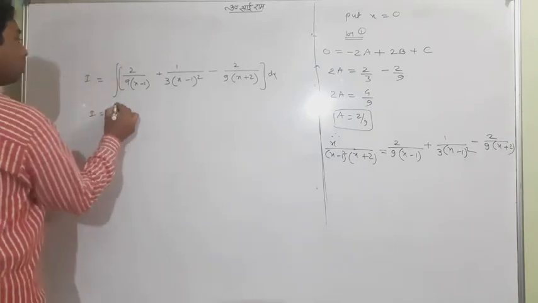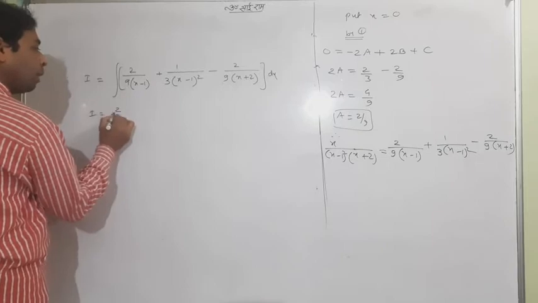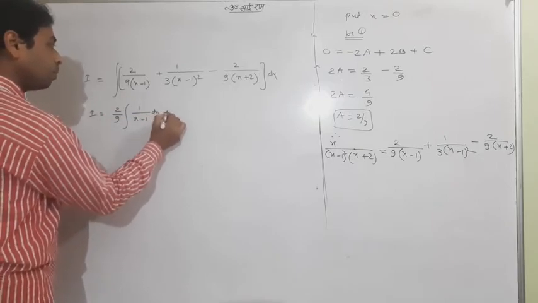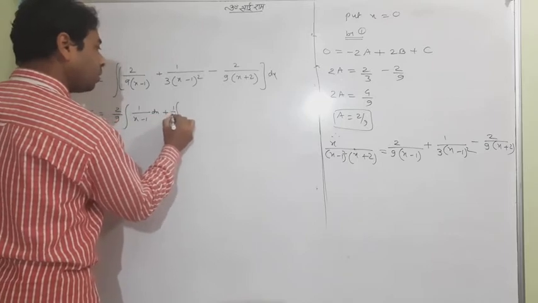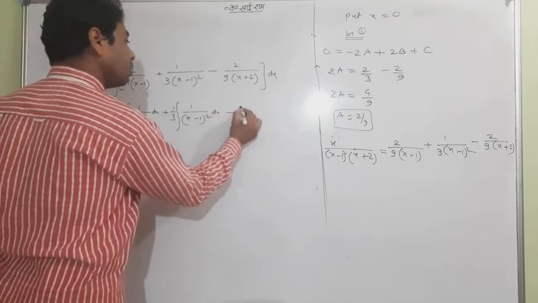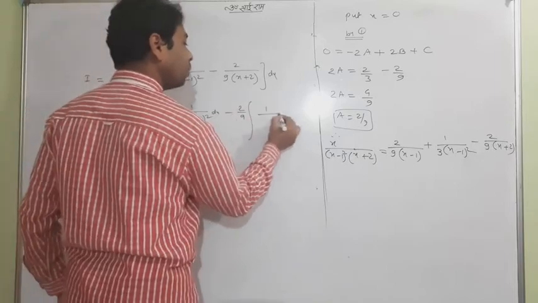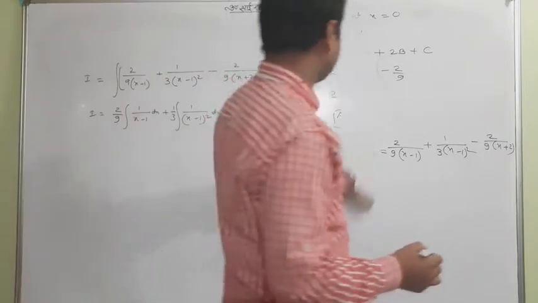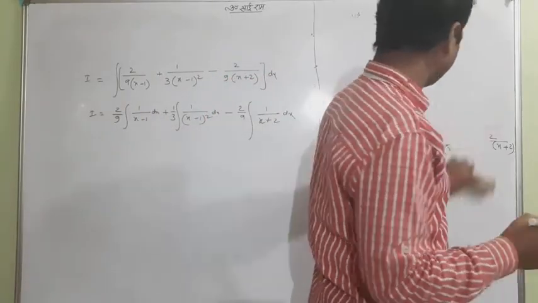Now what you will do is separate it into 3 parts. 2 by 9 is a constant value, and 1 by 3 is a constant value, and 2 by 9 is a constant value. Now you just do the integration. Grab it all and do the integration now.